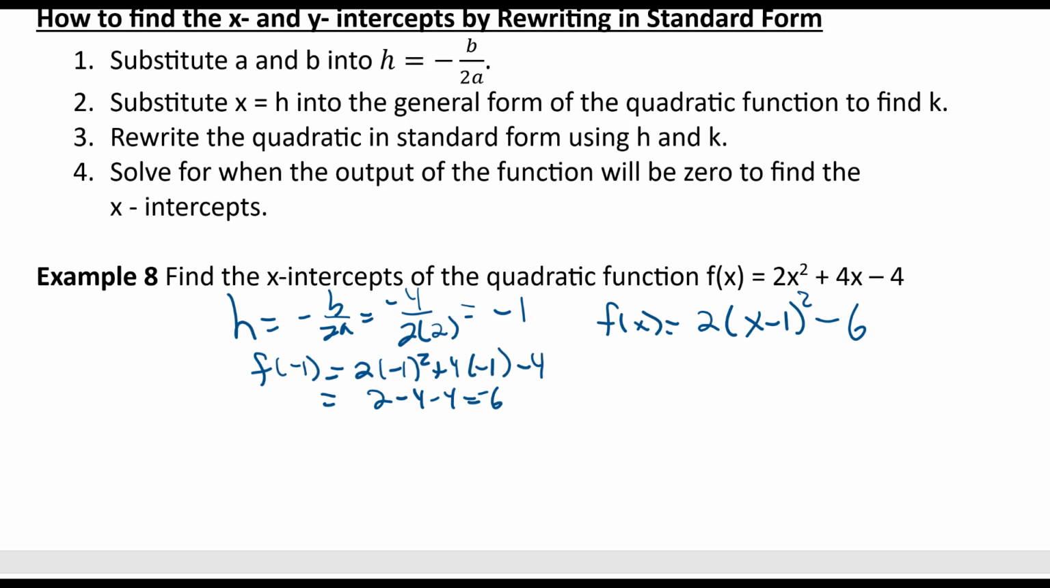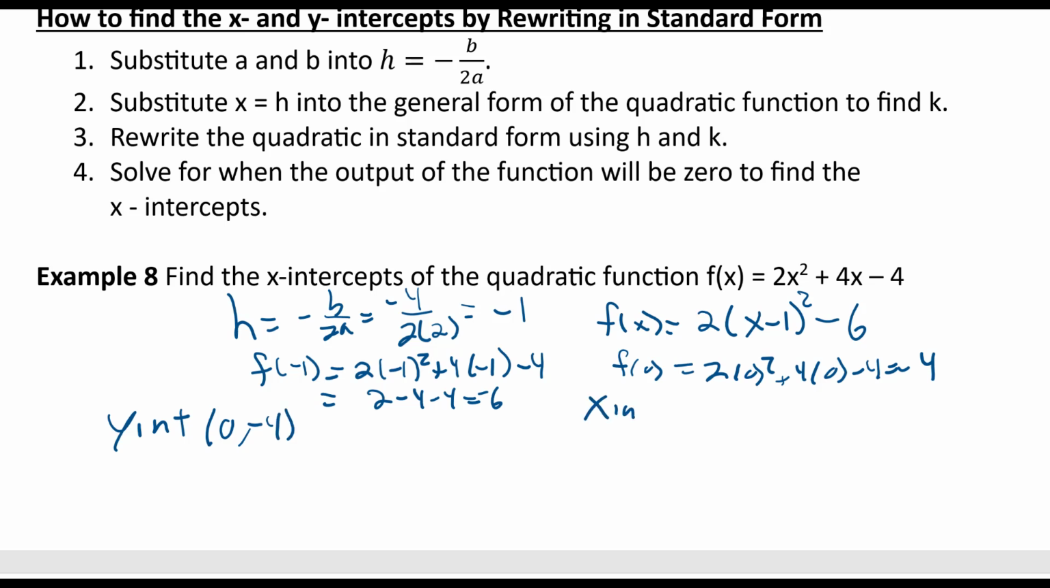So now it says solve for when the output of the function will be 0 to find the x-intercepts. I guess it's still the same for the y-intercept, f of 0. And I think it's easier in the first part. f of 0 is just going to be 2 times 0 squared plus 4 times 0 minus 4, which is negative 4. So your y-intercept is going to be at (0, -4).